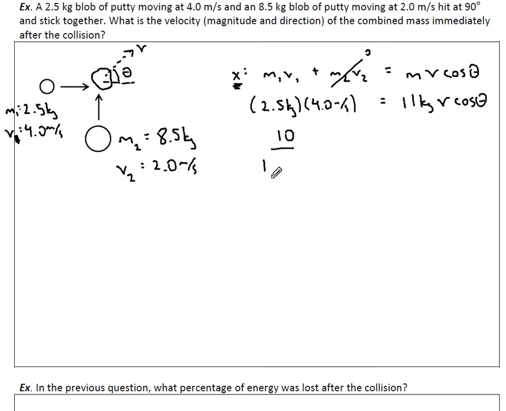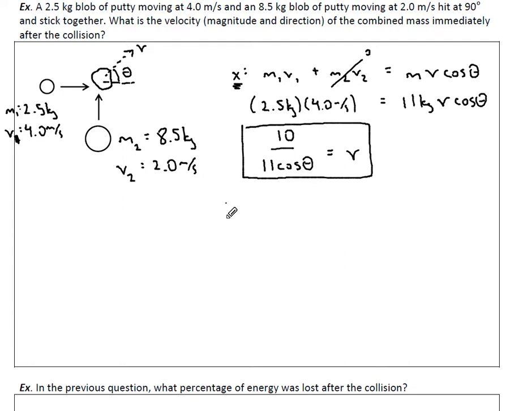We're going to divide by 11 cos theta, and that is equal to our v. So all I did was divide by cos theta and divide by 11. So right now we have an equation. Here's an equation that we have derived.